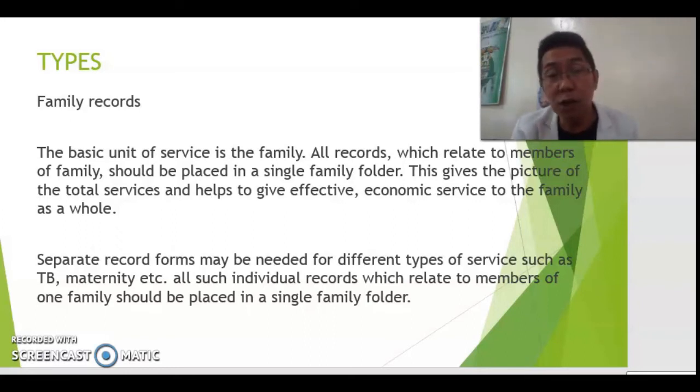Okay, so for individual case records naman, we are relating now to the members of the family, so we can use the case number. Okay, and we can also save that, or put that in a single family folder: 1, 2, 3, 4, 5, 6, 7, 8, 9, and so on and so on.